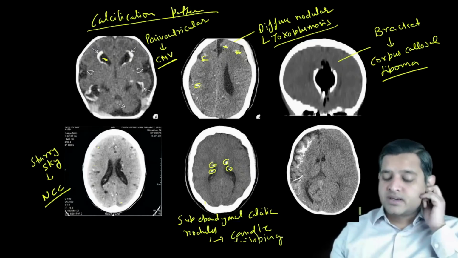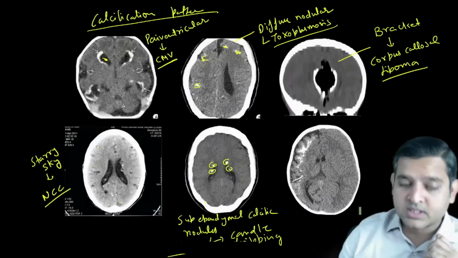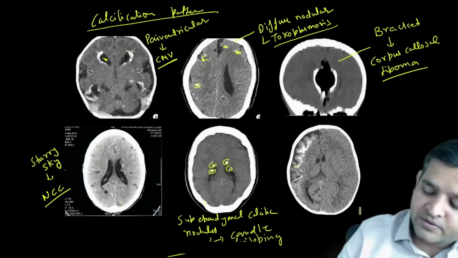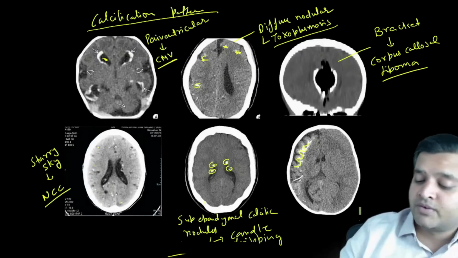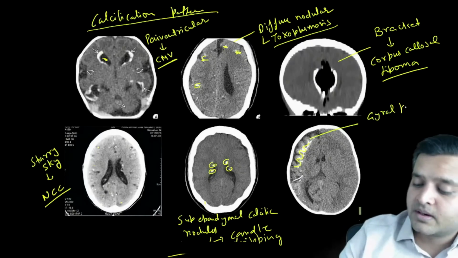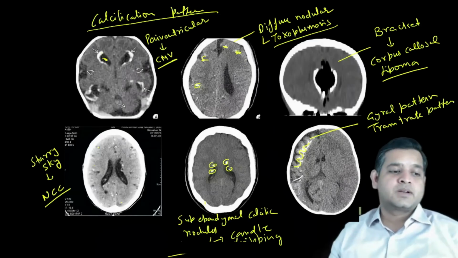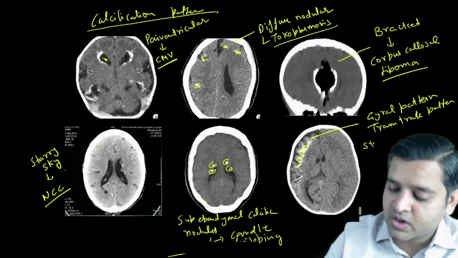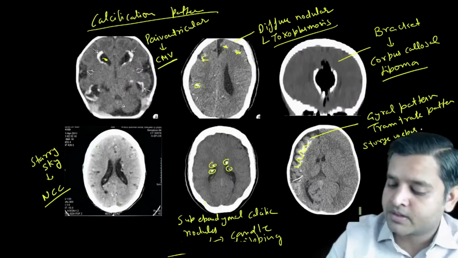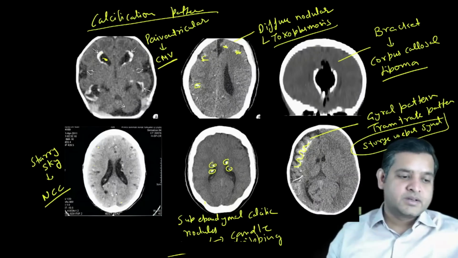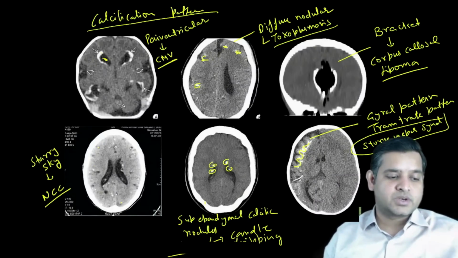Candle dripping appearance is a feature of tuberous sclerosis. And if you see calcification along the gyri, which is called a gyral pattern, also called a tram track pattern, this is a feature of Sturge-Weber syndrome. A gyral pattern or a tram track pattern is a feature of Sturge-Weber syndrome.